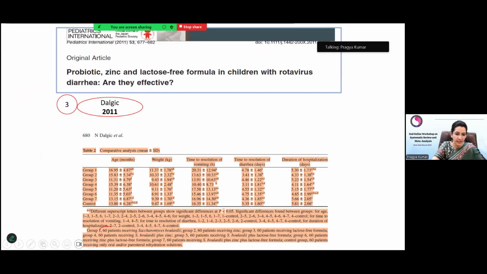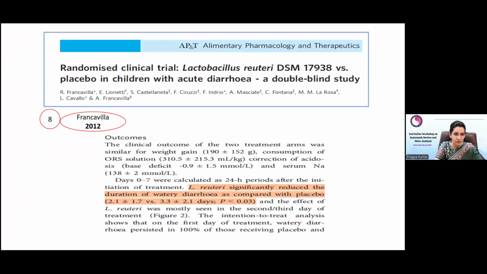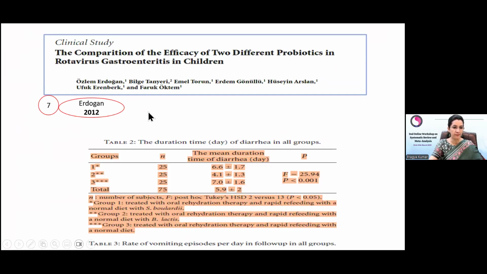So they are writing like 60 patients, 60. This number many times you will not find in the table. So that's why I said you have to go through the article very nicely. So yes, this is the Erdogan. I'm just focusing on this because we have entered two. They have compared the efficacy of two different probiotics.